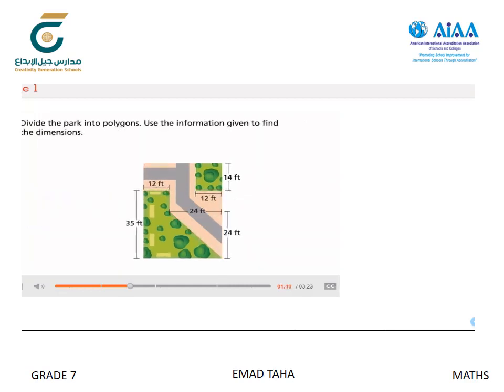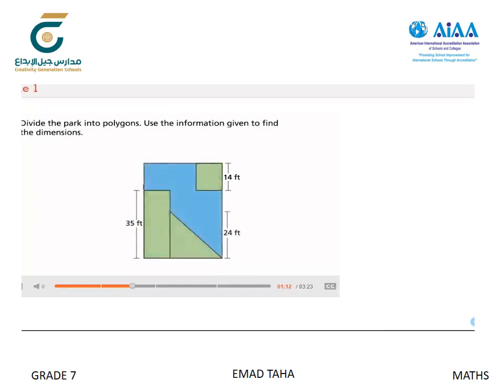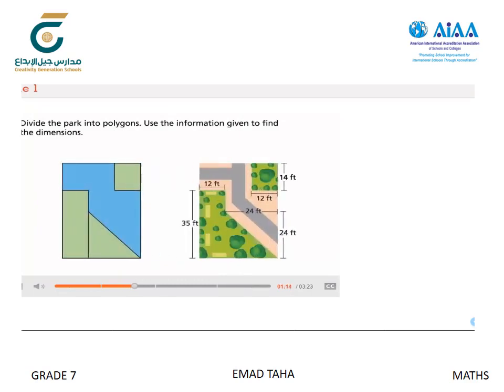To find the area of the composite figure, divide the park into polygons. We'll label the polygons that make up the non-green space A, B, and C. Use the information given in the diagram to find the dimensions. For example, the rectangular green space has one side length of 12 feet, so the opposite side is also 12 feet.